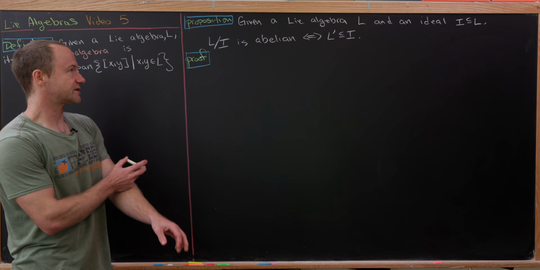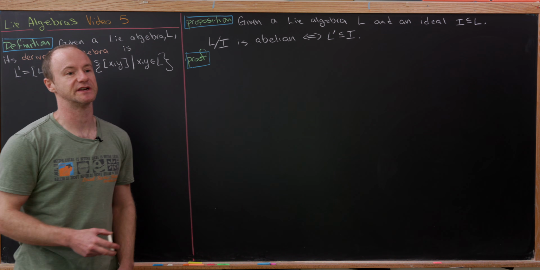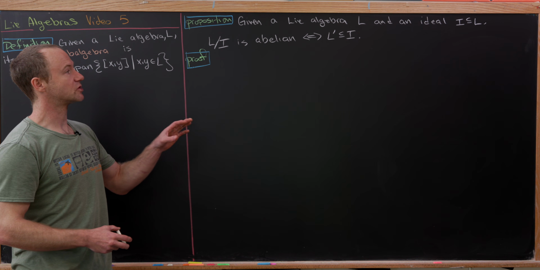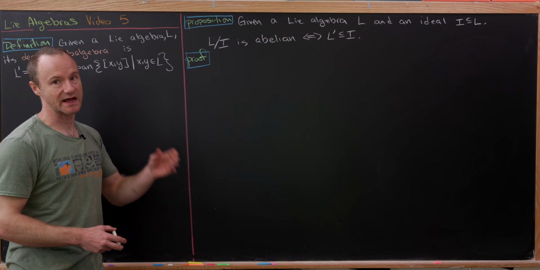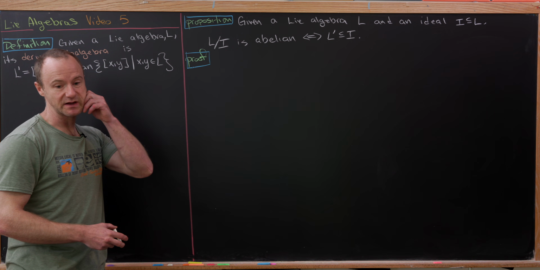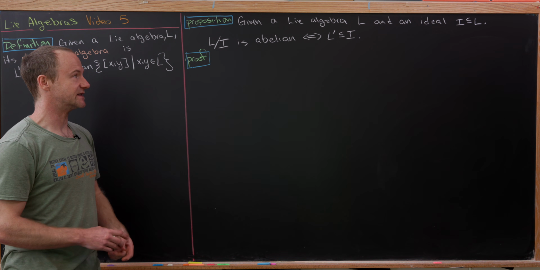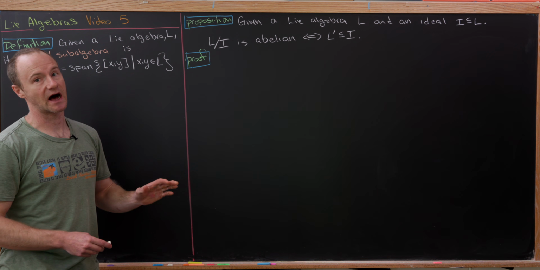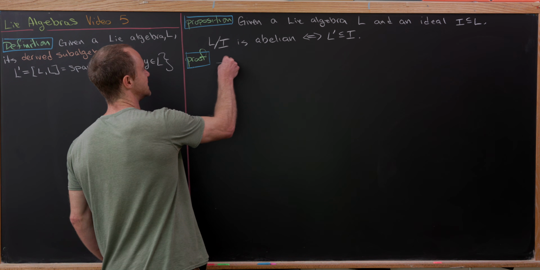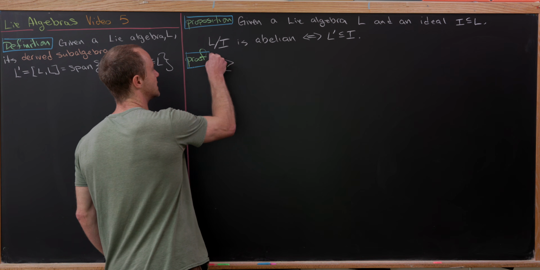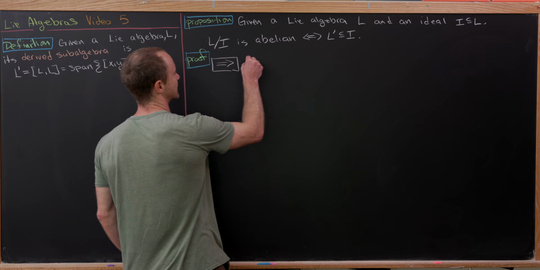Okay, so our first result will talk about when a quotient Lie algebra is abelian. What we'll show is that a quotient L mod I, where I is an ideal, is abelian if and only if the derived subalgebra is a subset of I, the ideal. So this is an if and only if statement, which means we have two things to prove. Let's prove the forward direction first.